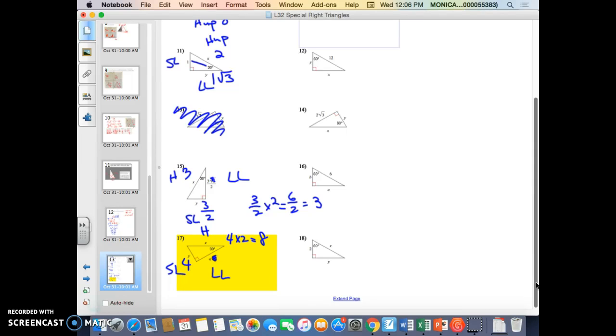Okay, so you are responsible for the even problems, and you're going to turn this in at the end of class for an exit ticket grade to make sure you know how to apply the rules for 30-60-90 and 45-45-90. If you have any questions, let me know.